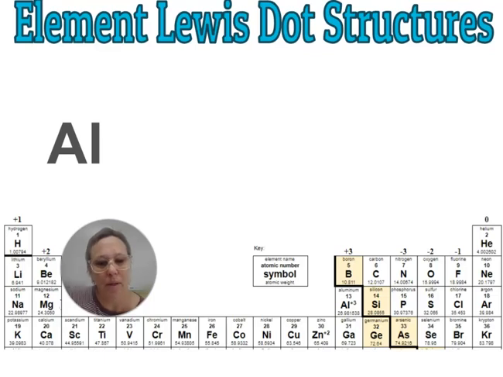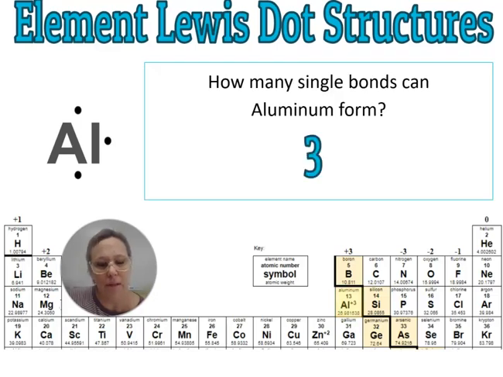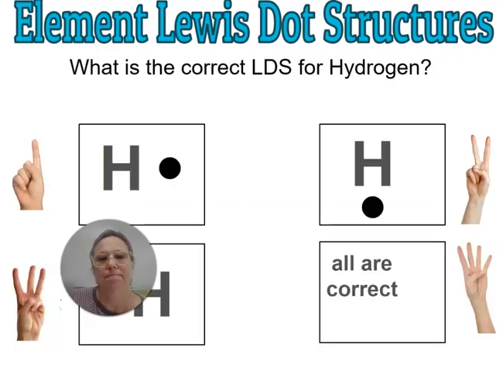All right, aluminum, 1, 2, 3, because it's in the 3rd column. It can form 3 single bonds. It has 3 to pair up. It's going to pair up all 3.